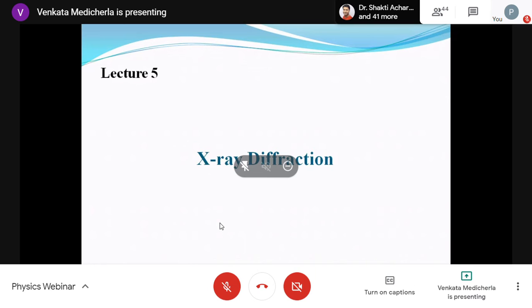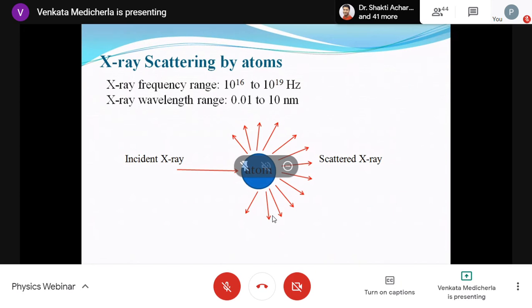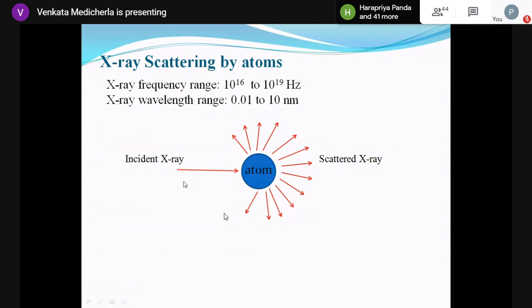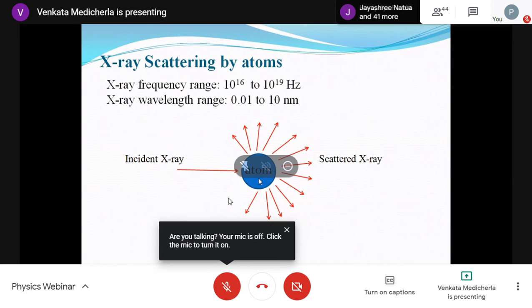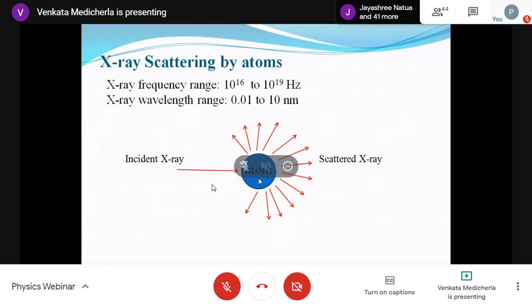So let's look at the diagram. Suppose I have this incident X-ray coming from one direction, from the left side, and I have the atom here. X-ray falls on the atom. Usually nobody can do an experiment with a single atom. That's not possible, but it is just to understand this. So when it falls on the atom, electrons vibrate with the same frequency as the electromagnetic wave, 10 to the power 16 to 19, whatever frequency you are using. Let's say 10 to the power 17. The electrons are vibrating at that frequency.